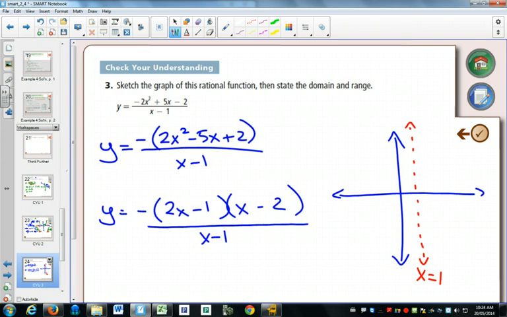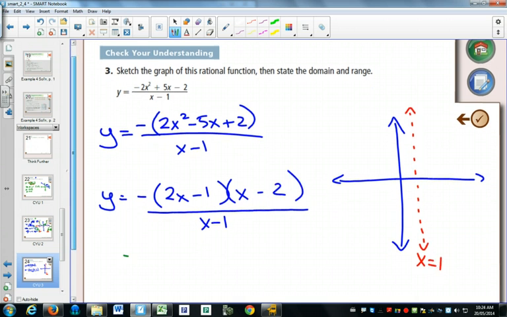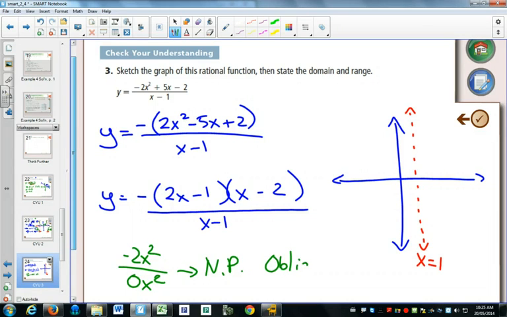If we consider the highest degree in this one is an x squared, if we look at the highest degrees, we have a minus 2x squared on the top, and we have no x squareds on the bottom, and this is not possible because you can't divide by 0. This is telling us that we're going to have an oblique asymptote.